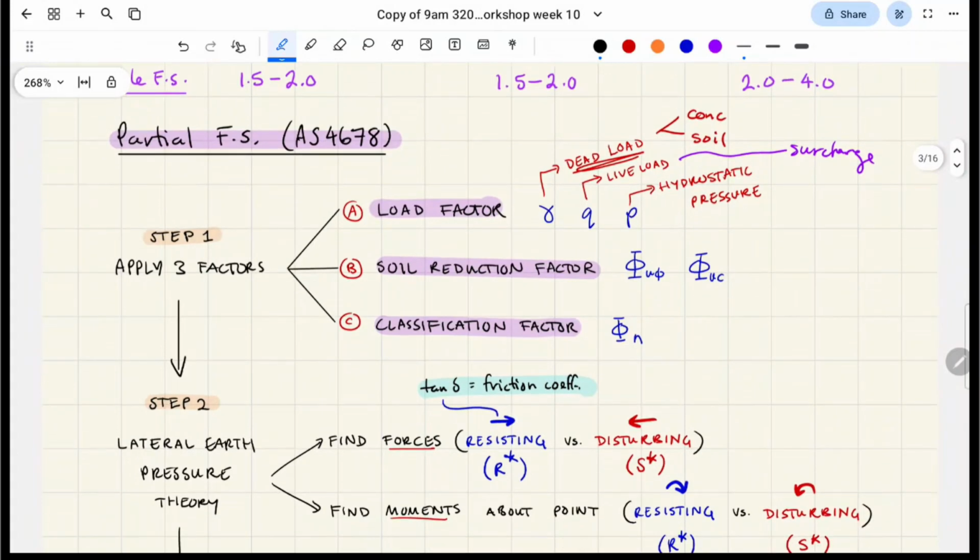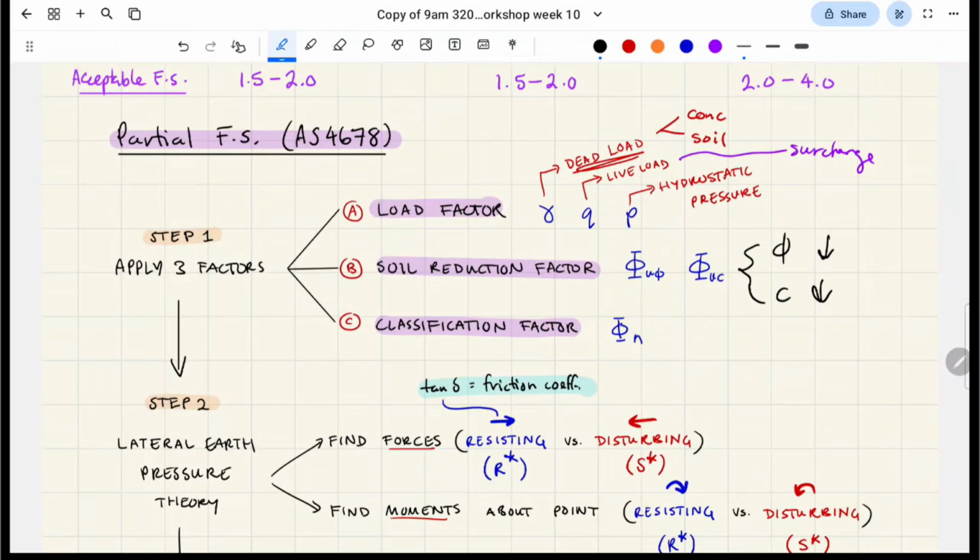Okay, so soil reduction factors. What this one's about is reducing our material properties, or under-exaggerating them by a little bit. If you remember phi and c, it's friction angle and cohesion, right? The idea is that we're going to have to reduce these by some factor in the Australian method. These are just material properties from testing, and we're just going to under-exaggerate them by some amount. That's what we're going to do.